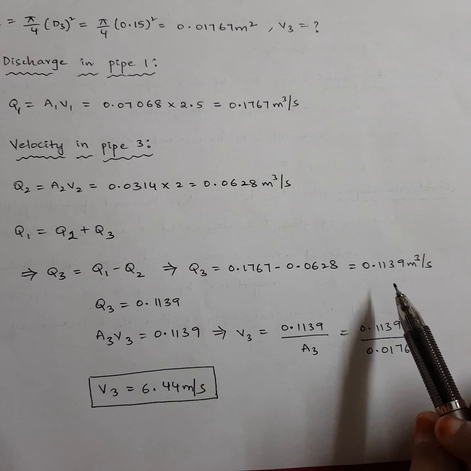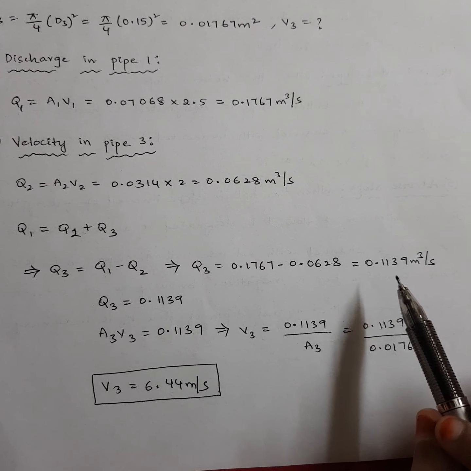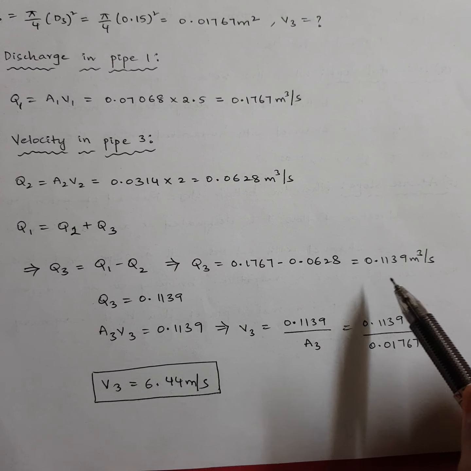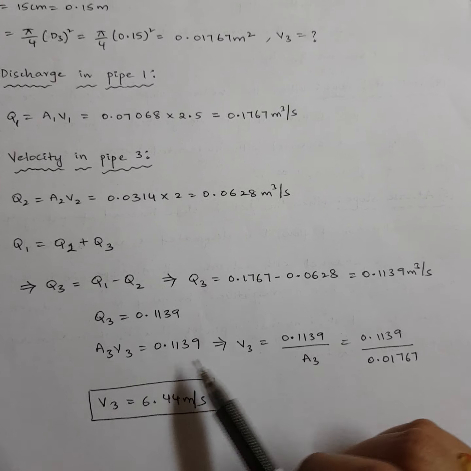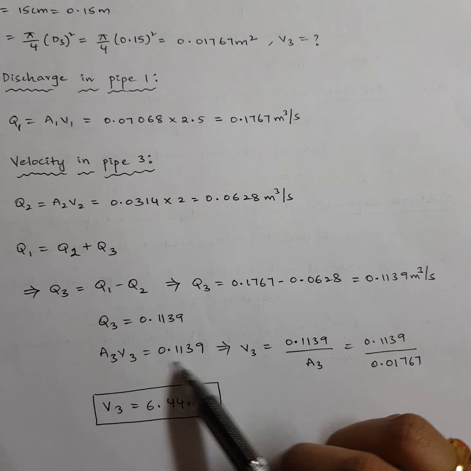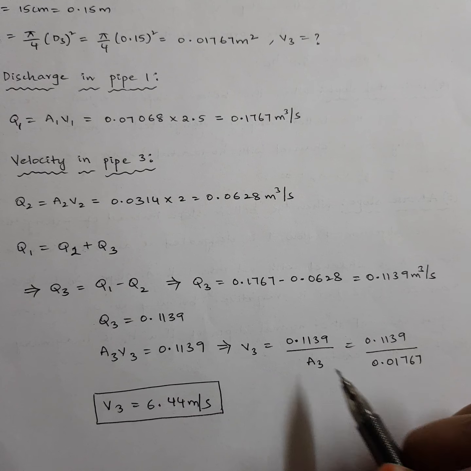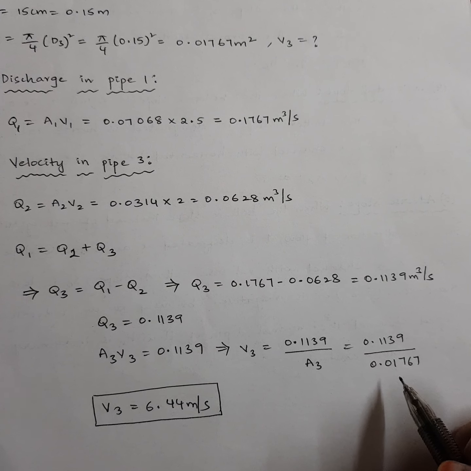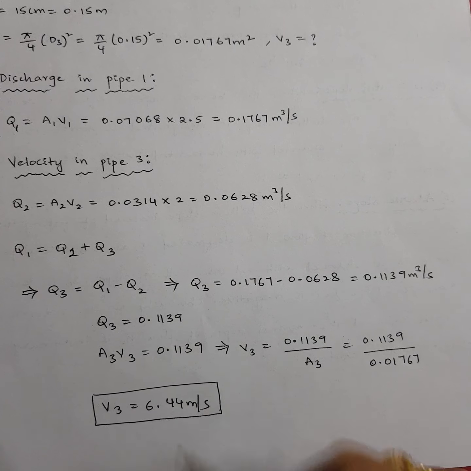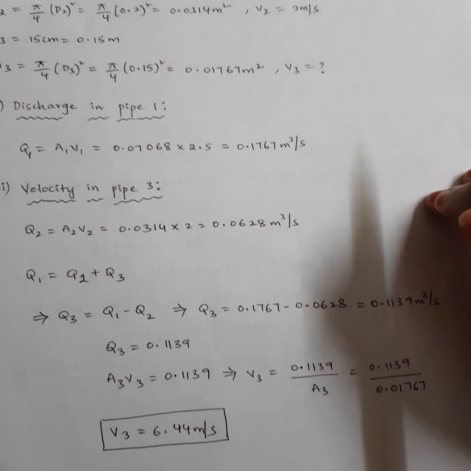So I want velocity, right? So what you have to do now, write Q3 as A3 into v3. So A3 v3 is equal to this much. So from here, v3 is this 0.113 by A3. A3 we already calculated, or just do pi by 4 of 0.15 square again, you'll get v3. So this is how you need to calculate branching.